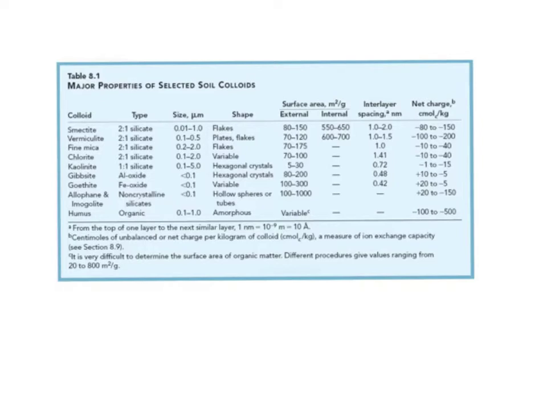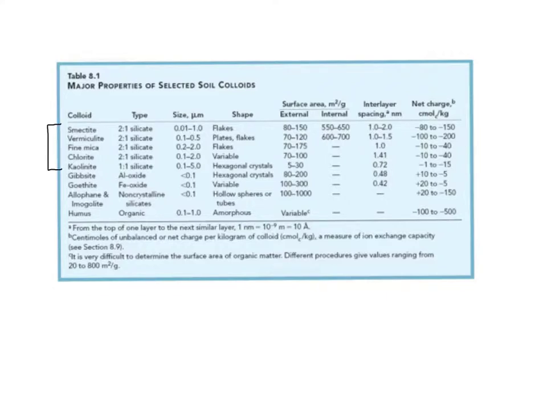Table 8.1 draws our attention to different kinds of colloids. We said that clay was a major kind of colloid. We also said that organic matter was a kind of colloid, and we said there were some other ones as well. So what you can see here is we'll highlight the ones that are clay right in here.